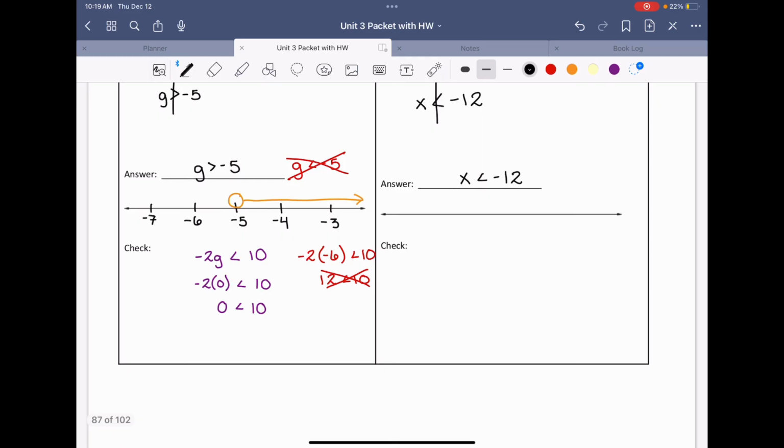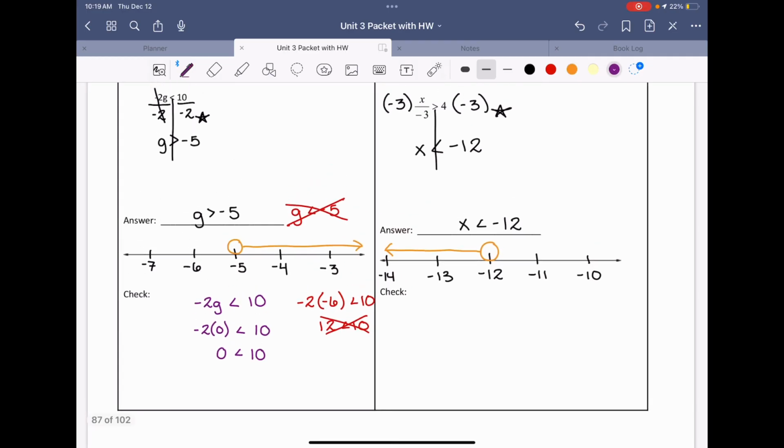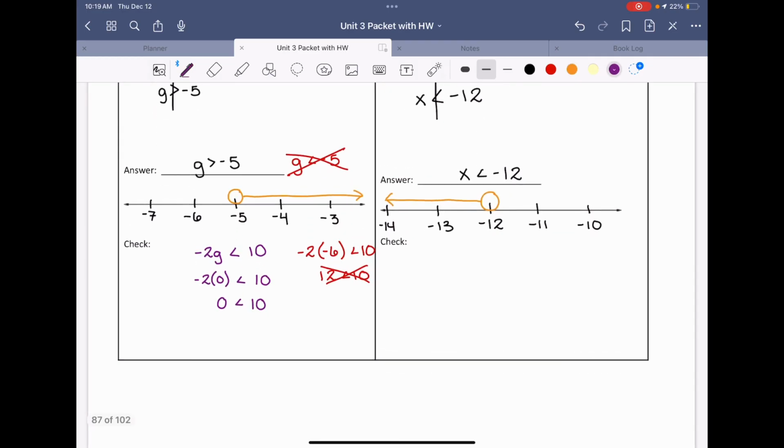I'm going to set up my graph, negative 12 in the middle. Count up to the right, down to the left. I'm going to have a circle on negative 12, and it should be open. And then any value less than negative 12, so pointing to the left. For your check, yours might be different than mine. Depends on what number you plug in.